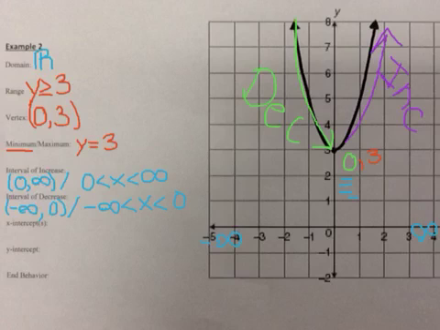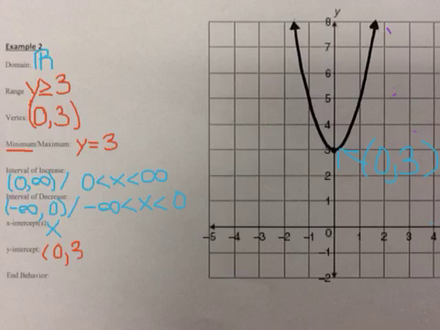Okay, so this time we don't have any x-intercepts because the graph does not cross or touch the x-axis. We don't have any y-intercepts either. Yes, we do. We do have a y-intercept. Sorry. Our y-intercept is here at the point 0, 3. So our vertex and y-intercept were the same thing, so we don't have any x-intercepts. Our y-intercept is the point 0, 3.